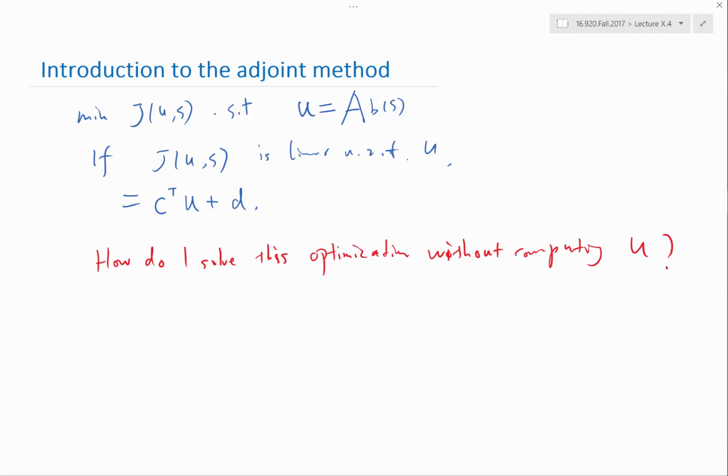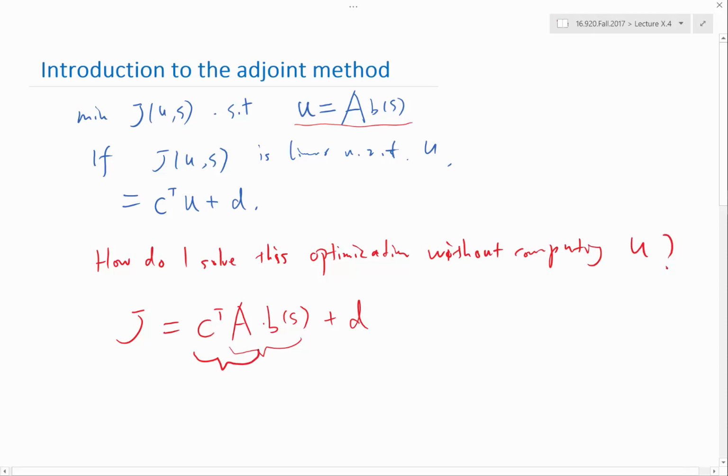Yes. So the answer I heard is, can I just substitute this equation into the objective function? We can do that. So let's see. If we substitute the equation into the objective function, J is going to be c transpose times A times b of s plus d, right? Computing the solution involves multiplying A with b, but here I can actually multiply c transpose with A first.